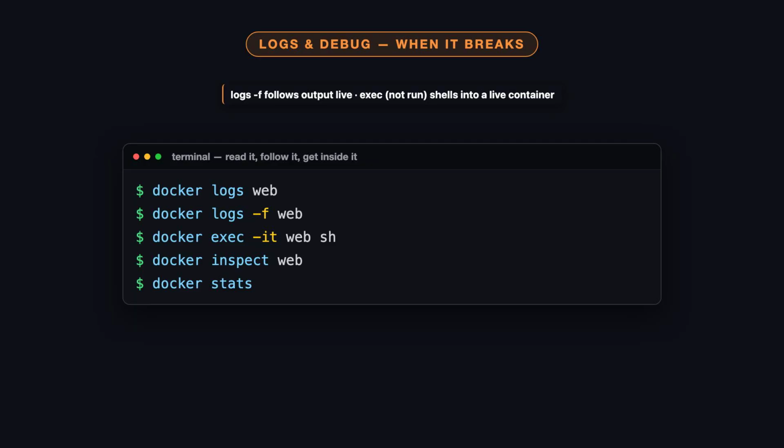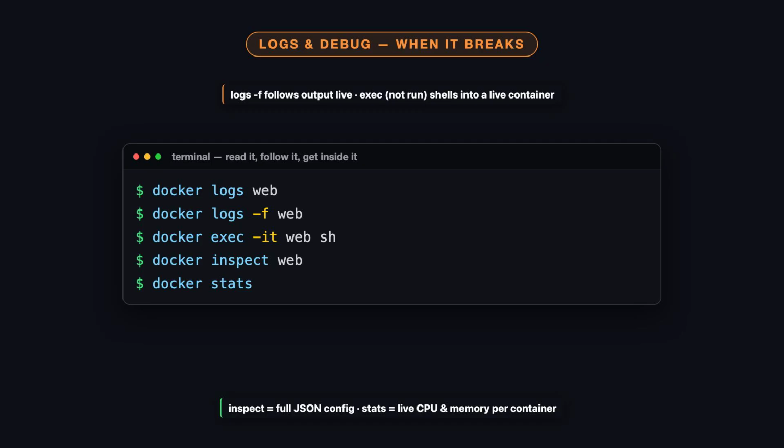Sometimes logs aren't enough and you need to be inside the running container. docker exec -it web sh drops you into a shell in the container named web. Notice this is exec, not run. Run makes a new container, exec runs a command in one that's already going. That distinction matters. To get into a live container, it's always exec. Use sh if the image is minimal, bash if it has it.